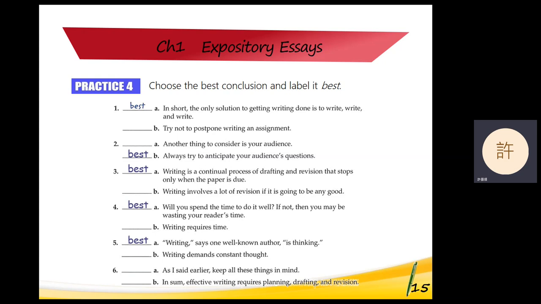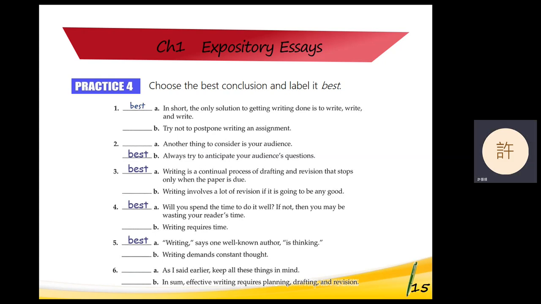Both of these sentences begin with a phrase that tells you this is a conclusion. As I said earlier, so there's lots of stuff in front. In sum, which means in conclusion. But look at the amount of information. A, keep all these things in mind. Okay, so the essay talked about some things. But here, we don't know exactly what things. B, effective writing requires A, B, and C. Very clear summary. So both of these sentences go at the end of a paragraph or the end of an essay.